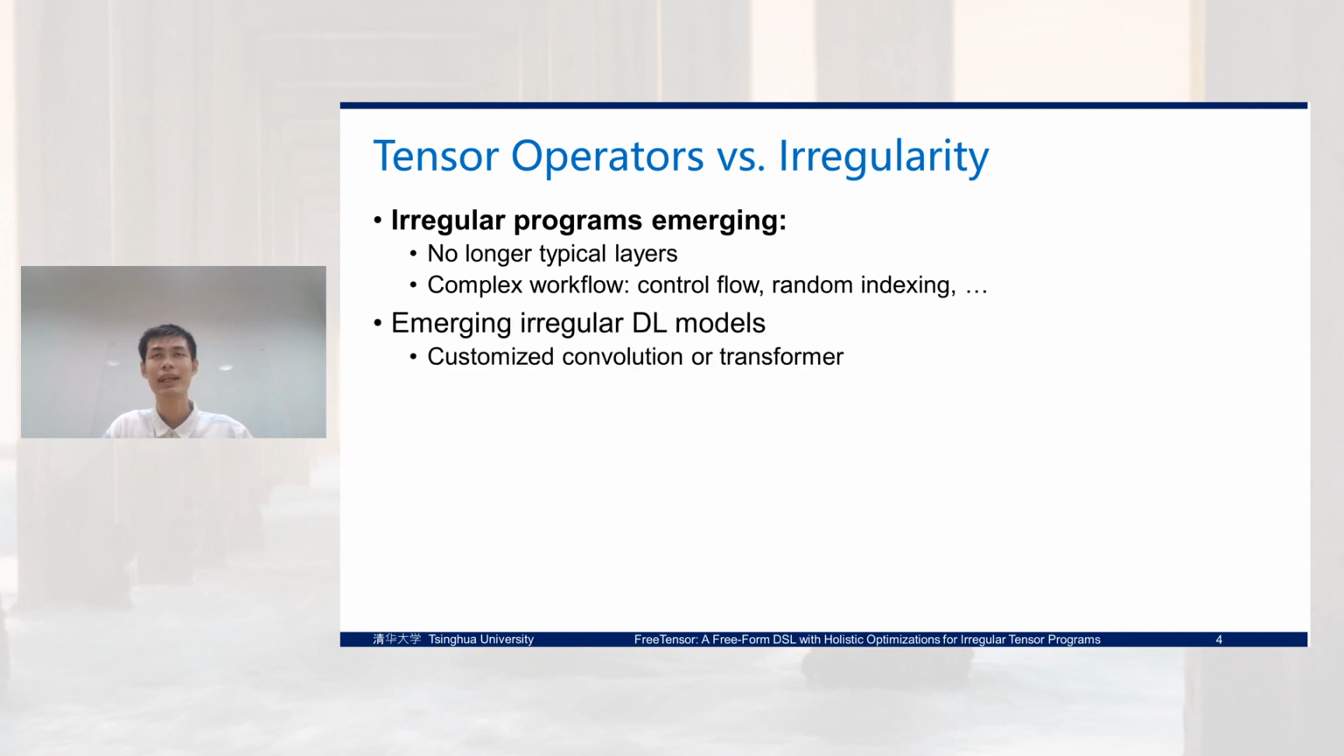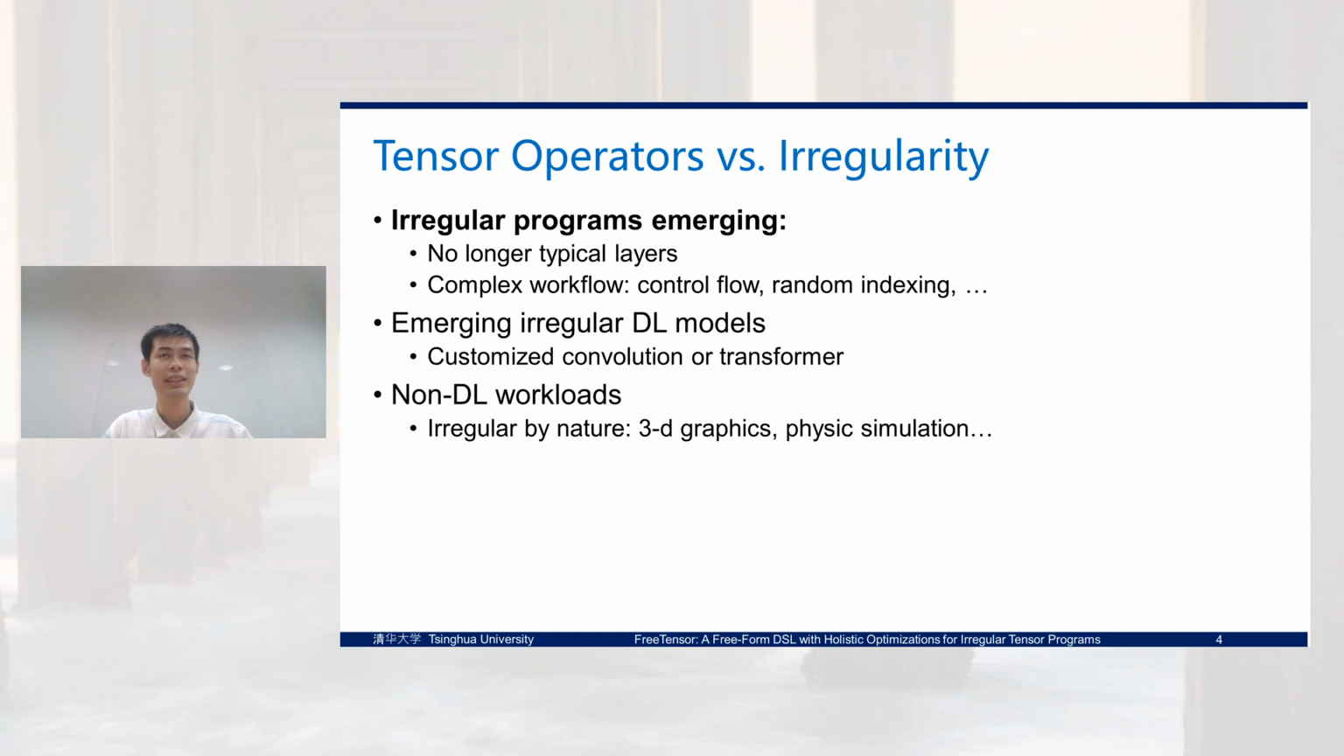For example, there are emerging deep learning models that implement their own customizations on convolution or transformer layers. And there are also programs dealing with irregular objects by nature, such as 3D objects or physical environments. These are challenges for operator-based frameworks.